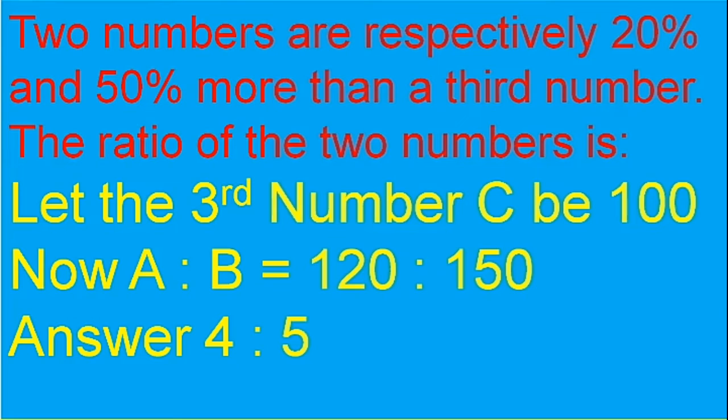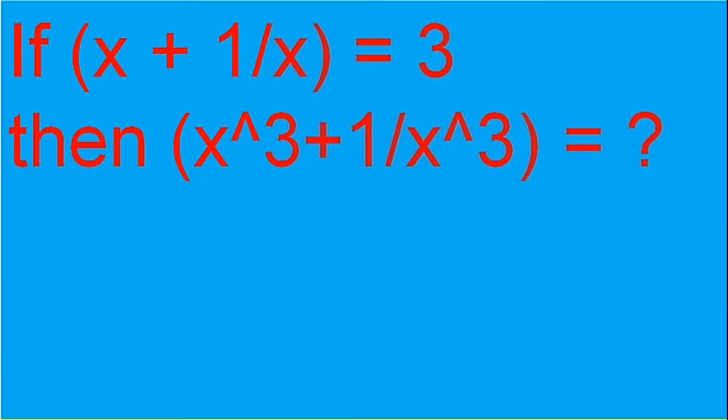Okay, the last question for today's session. If x plus 1 by x equals 3, then find x cube plus 1 by x cube. How to do this? We know the formula for a plus b whole cube: a cube plus b cube plus 3ab into a plus b. But here a is x, b is 1 by x. That you have to remember. Once you know that, you can do it easily.